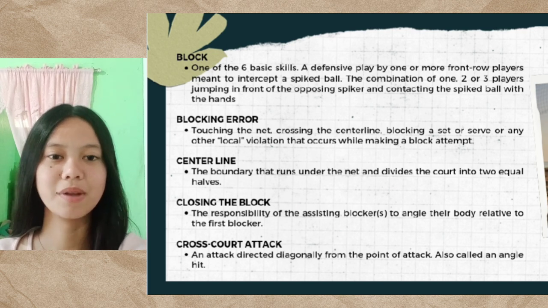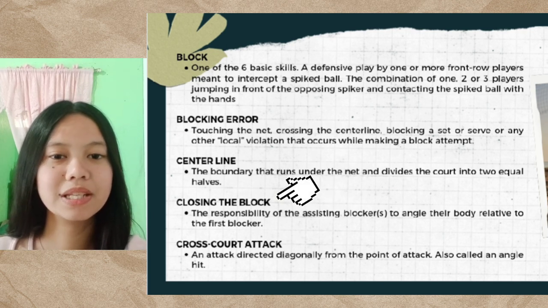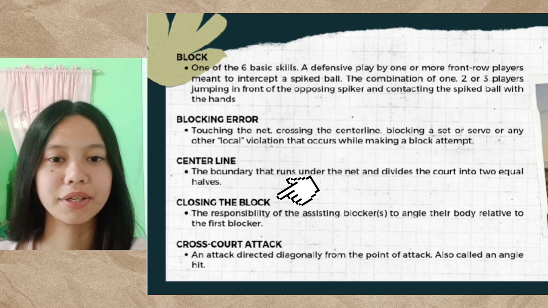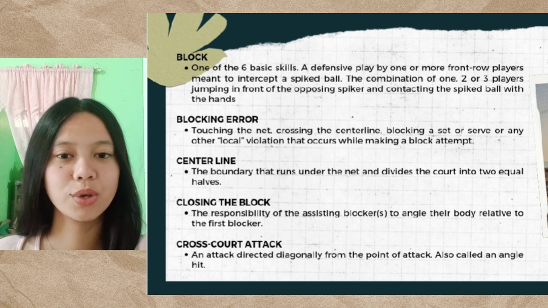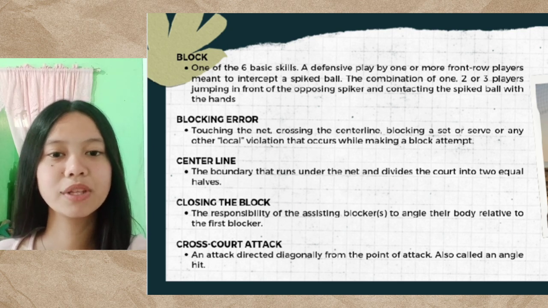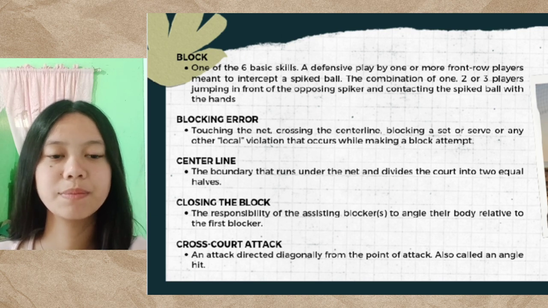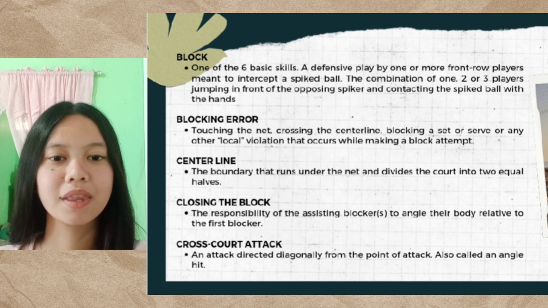Next is closing the block. The responsibility of the assisting blockers to angle their body relative to the first blocker. So, it occurs when two players, while jumping to block an attack at the net, successfully close off any spaces that are created between them when blocking.